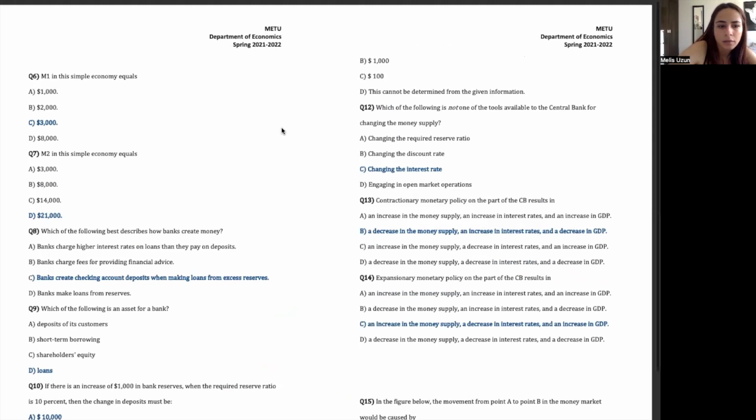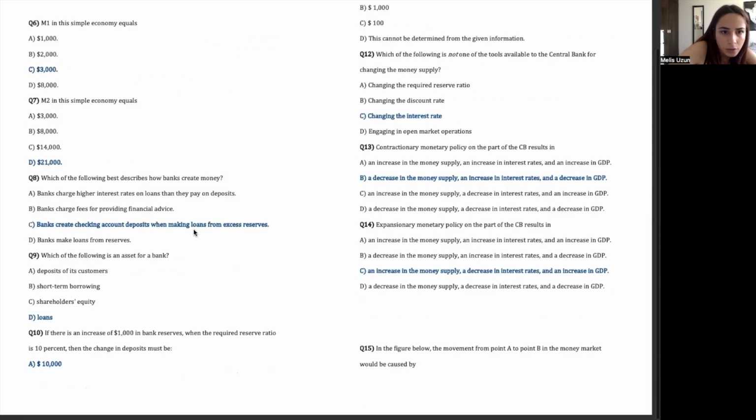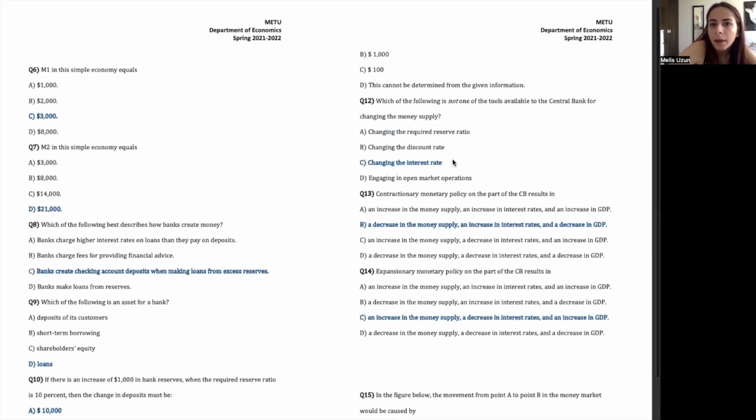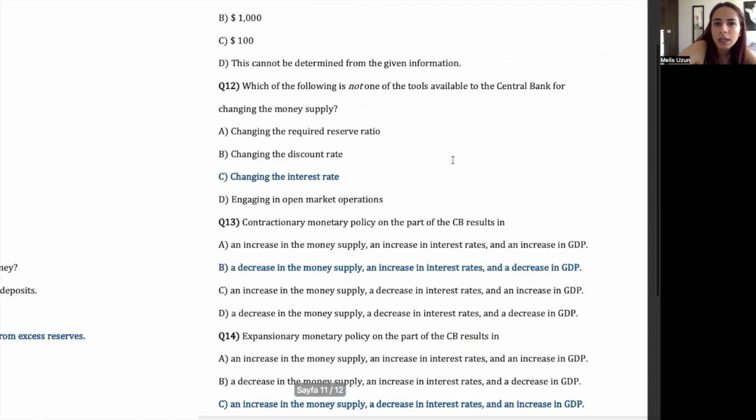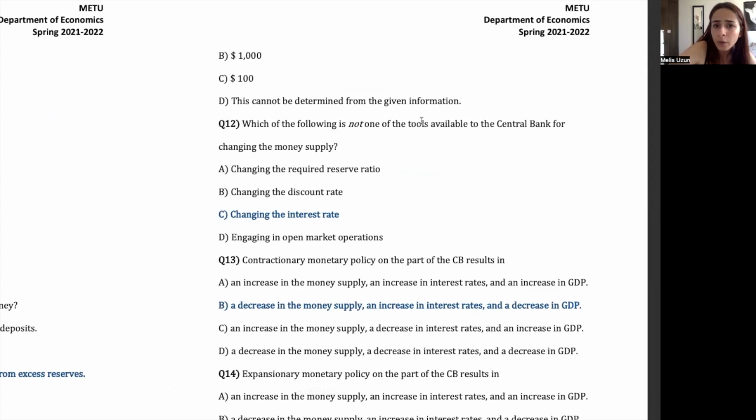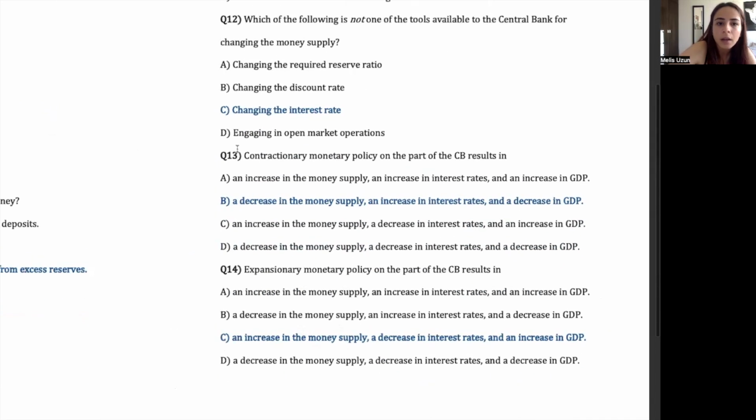Let's look at the other question. Which of the following is not one of the tools available to the central bank for changing the money supply? The central bank can change the required reserve ratio, it can change the discount rate, or engage in open market operations, which is buying or selling bonds, but it cannot directly change the interest rate. So option C is the right one.